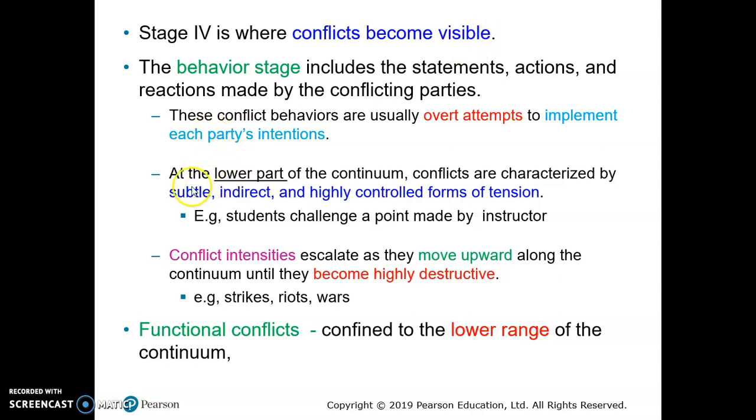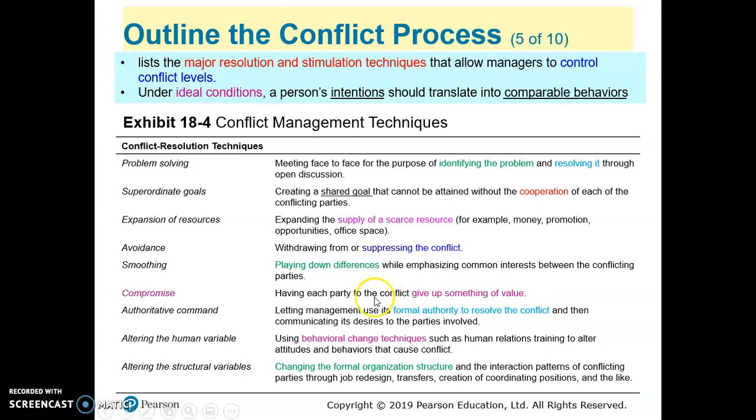At the lower parts of the continuums, conflict is characterized by subtle, indirect, and hardly controlled forms of tension, such as a student challenging a point made by the instructor. However, conflicts can intensify as they move up along the continuums until they become highly disruptive, such as strikes, riots, or wars, as you can see in the next slide.